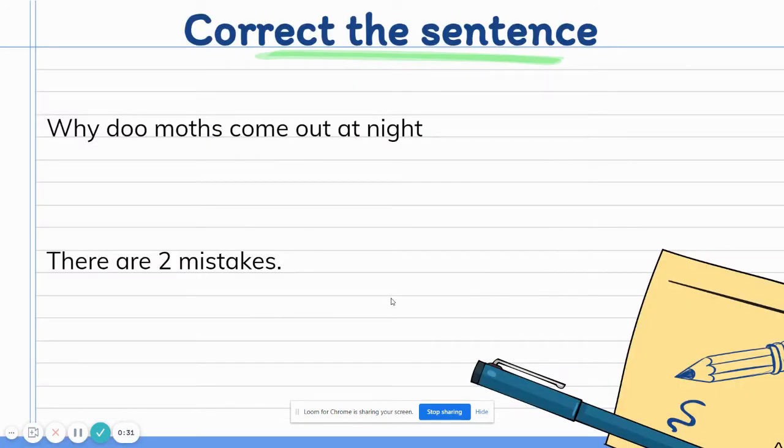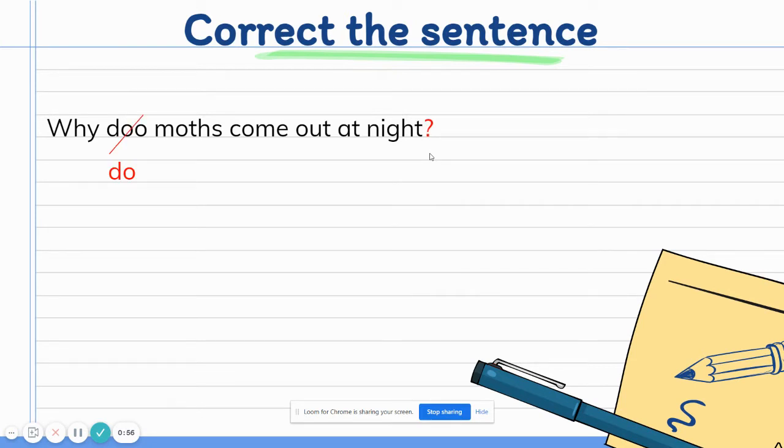Here is your correct the sentence. Let's read it together. Why do moths come out at night? Why do moths come out at night? There are two mistakes in that sentence, so pause the video and write it down into your book. Let's see how you got on.